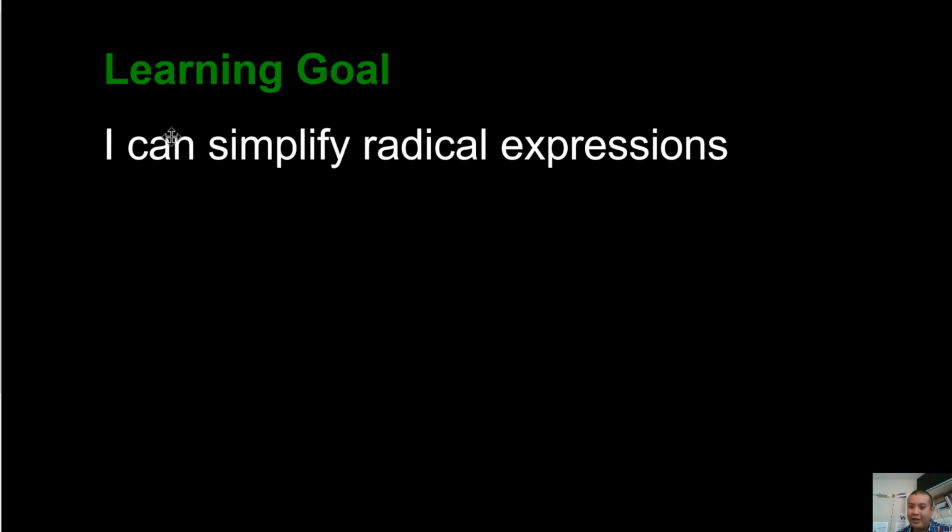Today's learning goal is I can simplify radical expressions. Radical expressions are just any expression in math that has either a square root, a cube root, or a fourth root. There's even that. There's an infinite amount of these, and we'll learn more about these later on in the year.